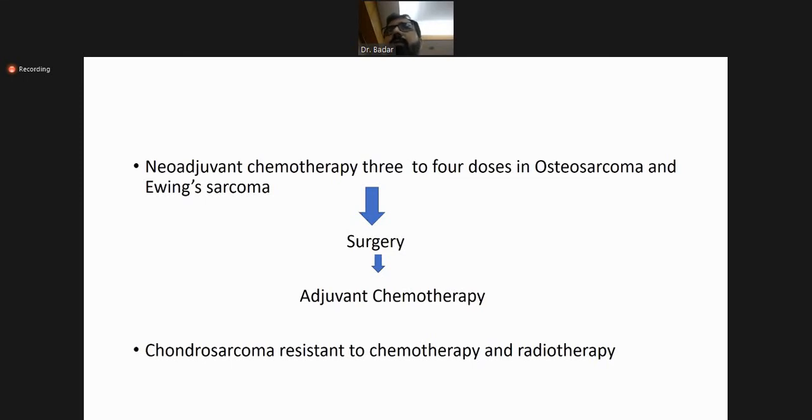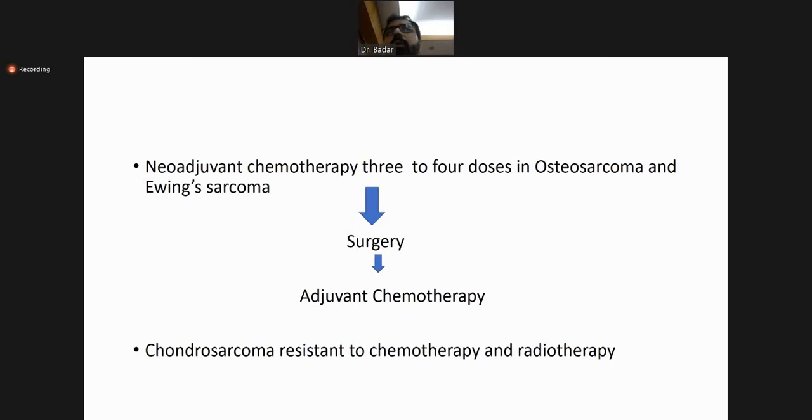After that, you will restage the tumor, to decide whether the patient has responded to the chemo or not. For that, you again do the CT scan of the chest to look for metastasis, and see the MRI of that area, again to see the response of the tumor, whether this tumor decreased in size or not. And then you will do the surgery, either marginal, wide margin resection or amputation. Later on, you will do the adjuvant chemotherapy.